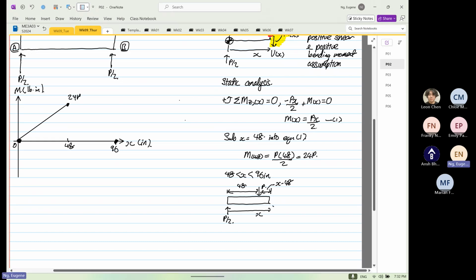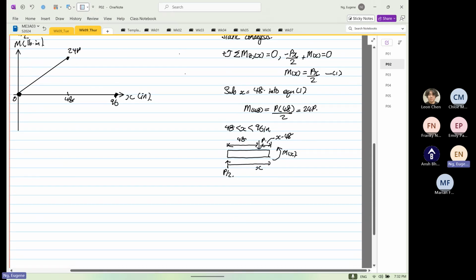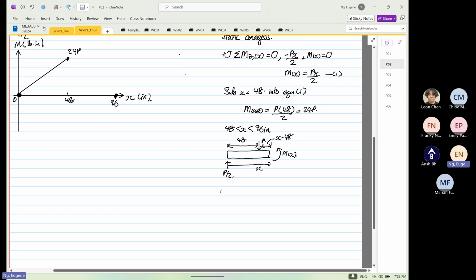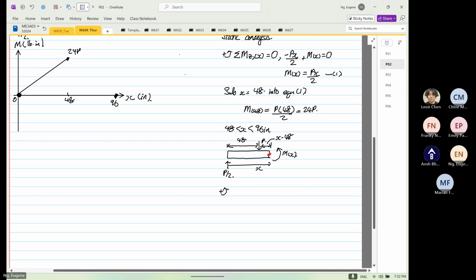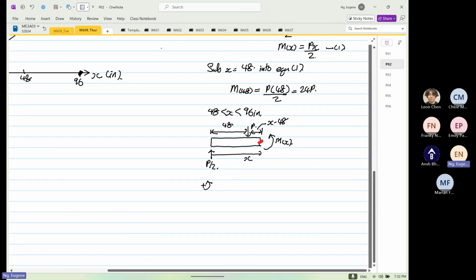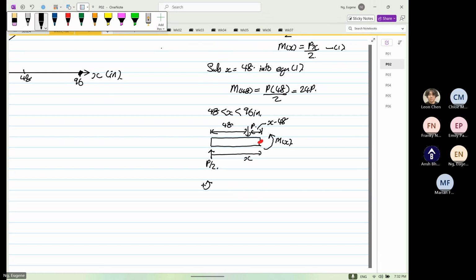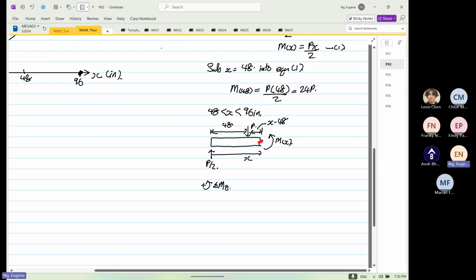So again, positive bending moment assumption. And then when we do our static analysis, we're going to take our moment at the red dot now, as you can see. Okay, we're going to take the moment at our red dot. So this will be summation of moment about z, the function of x, is equal to 0.